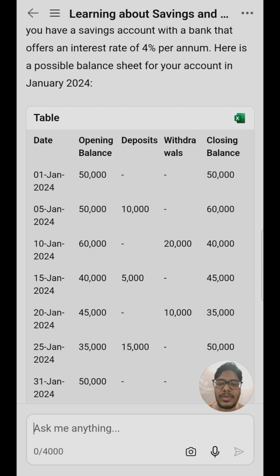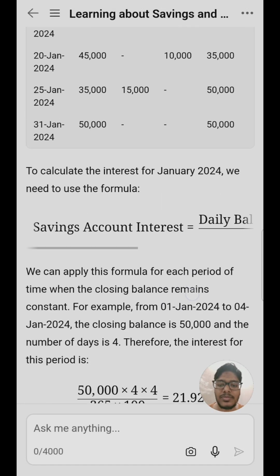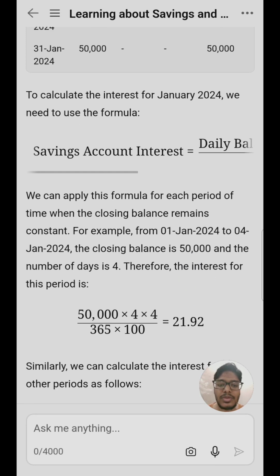So that means for the period from 1st Jan to 4th Jan, the account balance remained 50,000. Now if you calculate this based on the formula that we had, then for those 4 days the interest accumulated would be as such. We first take the opening balance, which is 50,000, into the interest rate, which is 4%, into the number of days for which the balance remains constant, which is 4 days from 1st Jan to 4th Jan, divided by 365, which is the total number of days in the year, into 100, and the interest accumulated for this period of 4 days is 21.92.